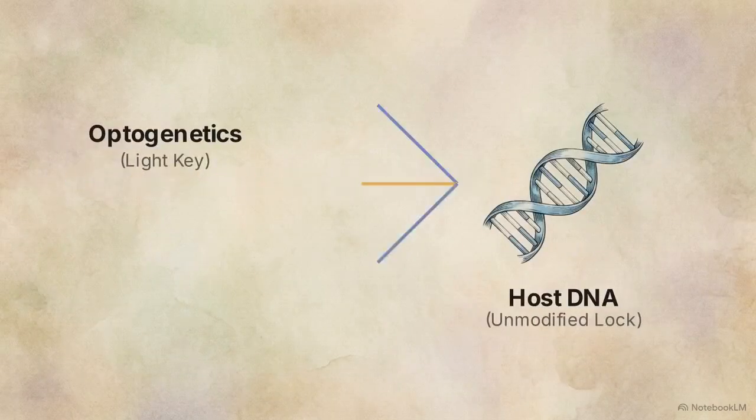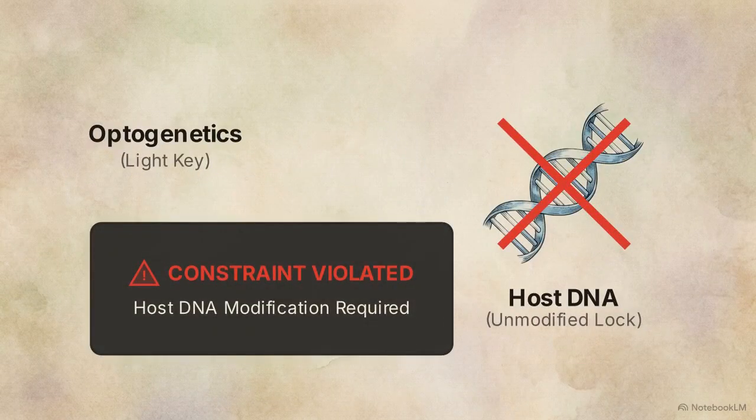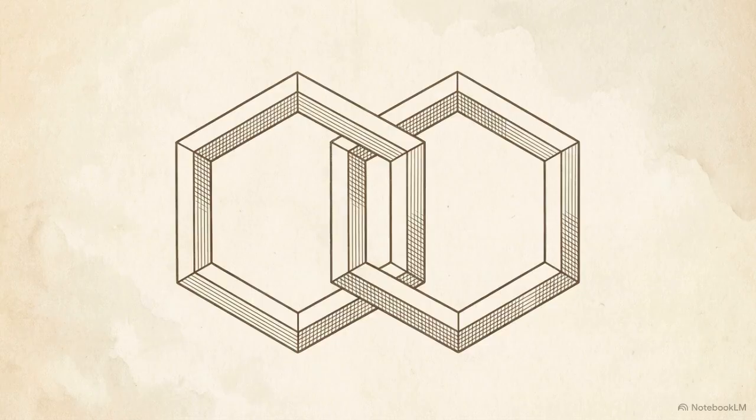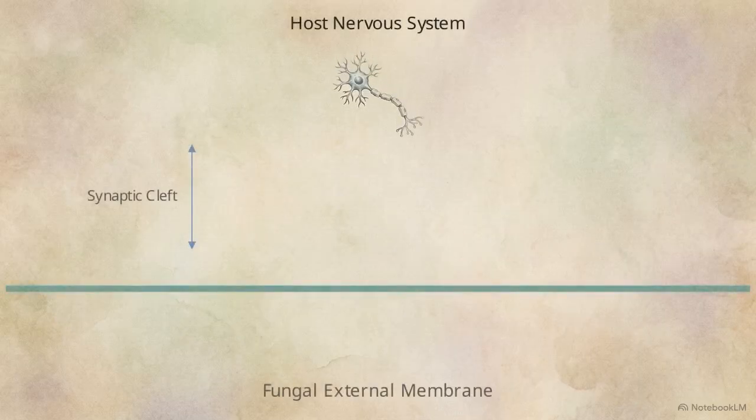Optogenetics is unfeasible, as it requires modifying host DNA to make neurons light-sensitive, while conductive nanostructures currently lack the biocompatibility needed for long-term integration. The most viable engineering solution is chemical synapse mimicry. For the fungus to sense its environment, we transplant G-protein-coupled receptors, or GPCRs, onto the external fungal membrane. GPCRs are a family of proteins that detect molecules outside the cell and trigger an internal cellular response.